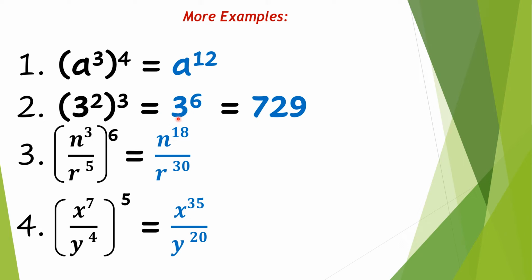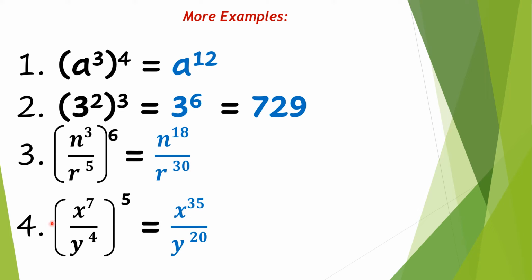And then, since ang base natin ay number, kailangan natin yung i-simplify. I-multiply nyo daw si 3 ng 6 na beses. Kaya, pag ginawa natin yan, this is equal to 729. Number 3, the quantity n raised to 3 over r raised to 5 raised to 6. Okay, so, the same sa example letter B natin kanina, copy the base and then multiply 3 times 6, kaya 18 yan. Over, copy R, 5 times 6 is 30. So, our final answer here is n raised to 18 over r raised to 30.